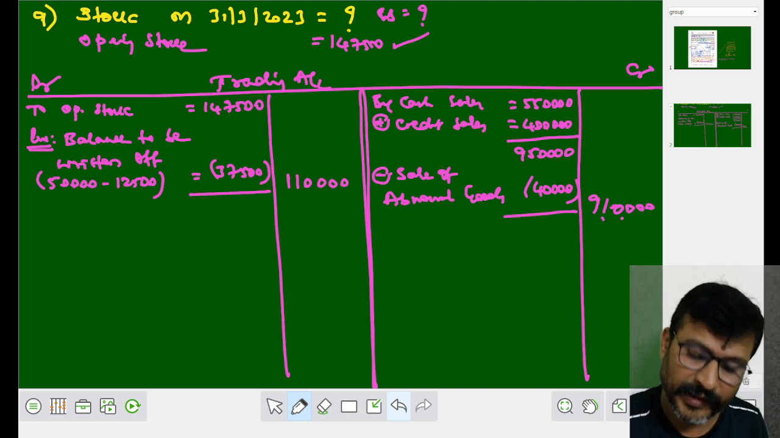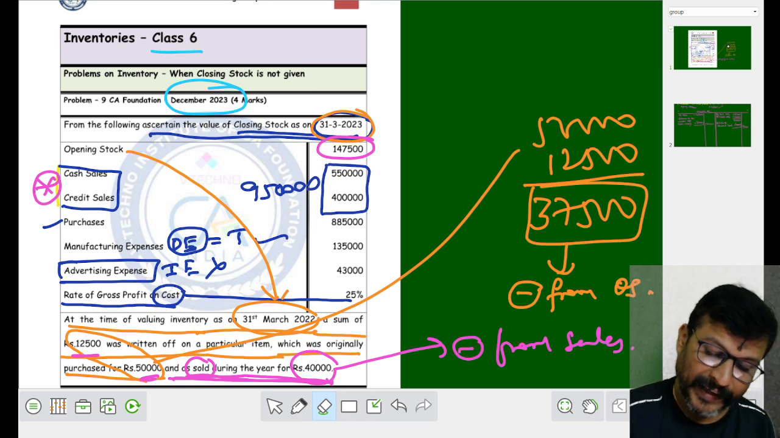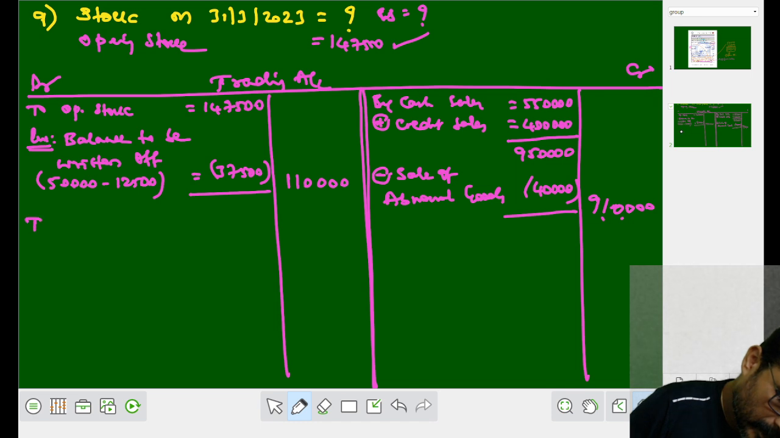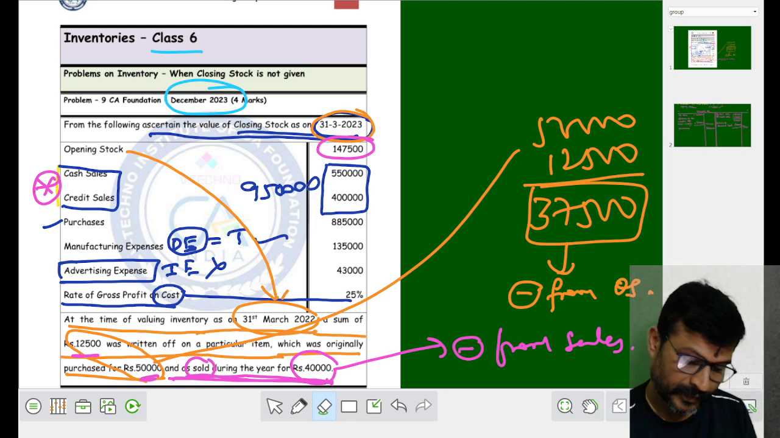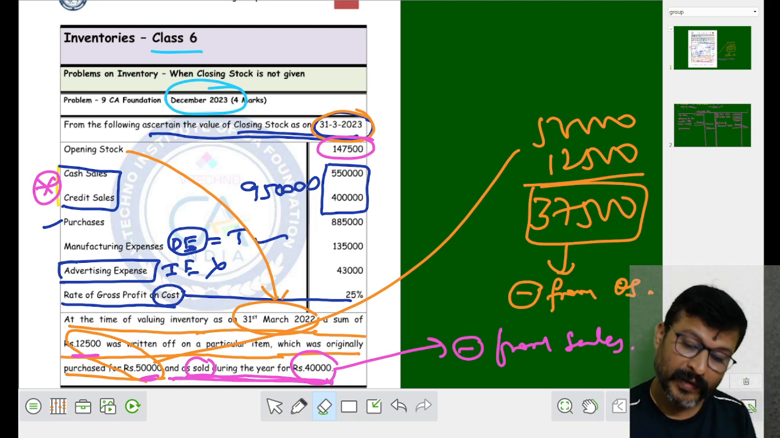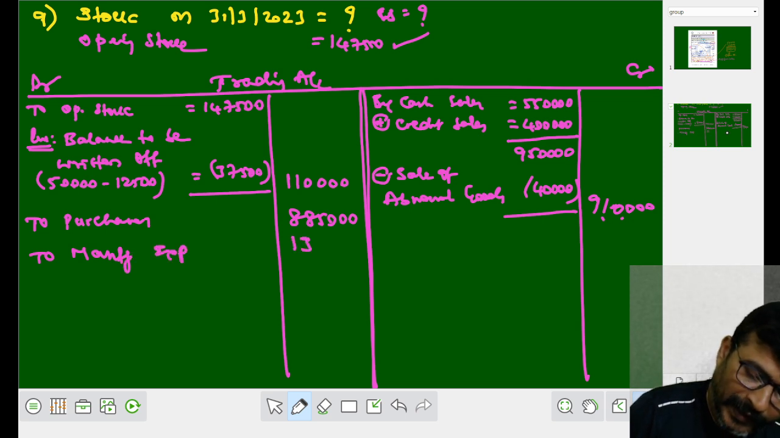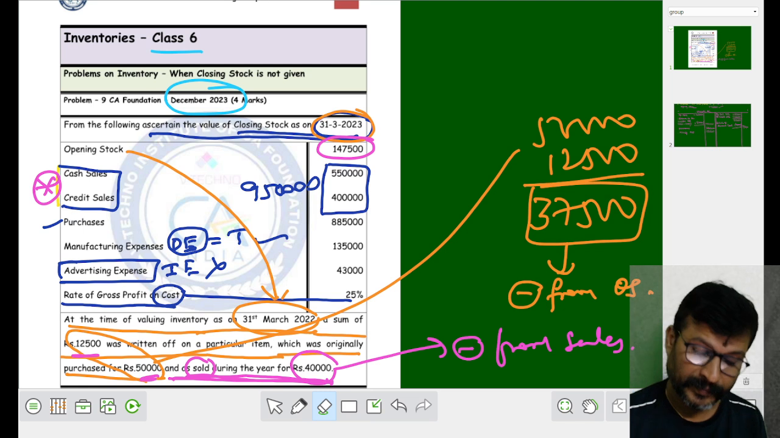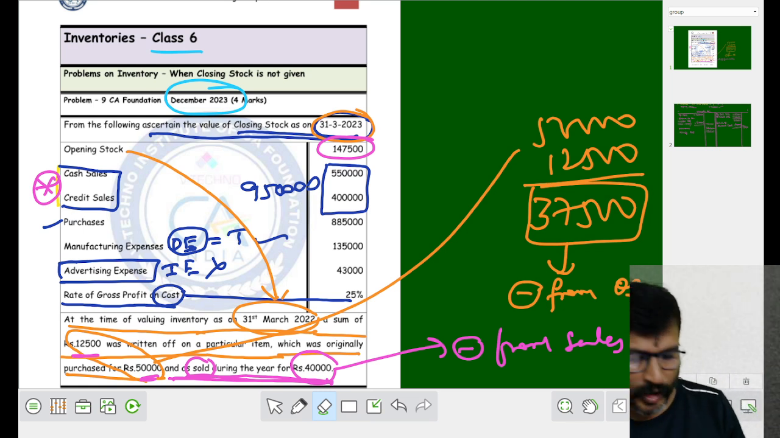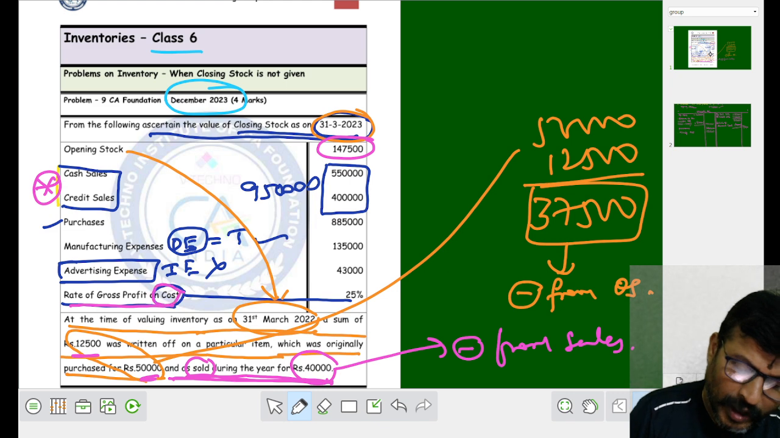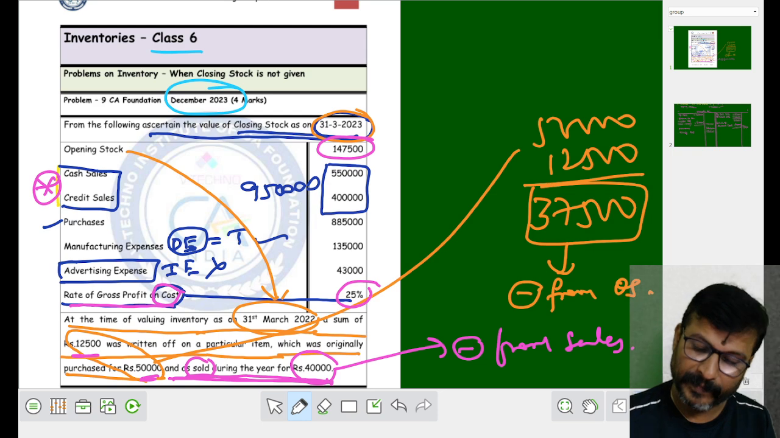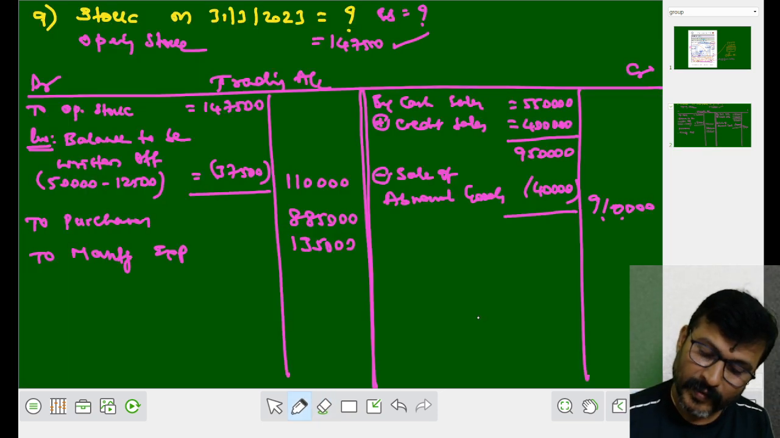Fine. After this, there are purchases of 8,85,000. Good. Then we have manufacturing expenses, called direct expenses, 1,35,000. Then advertisement is indirect, we should not record it. There is a gross profit on cost, what percentage is it? 25%. So now let us write what is given to you.